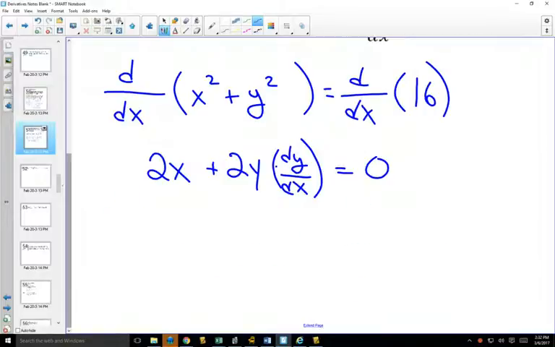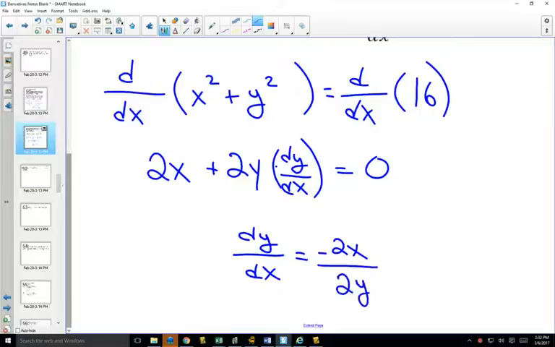If we wanted to find out what the derivative was by itself, could I get dy/dx by itself at this time? Well, I just have to subtract the 2x over to the other side and divide by 2y, and that would be my derivative, even though I don't know what the equation of y is in terms of x.